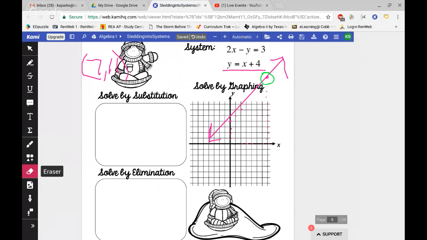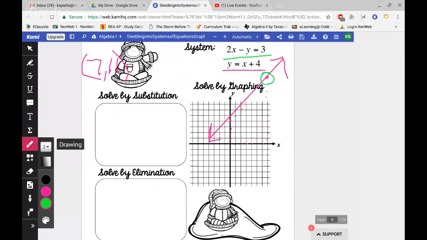Okay. Well, the one that I just graphed was y equals x plus 4. So let me put this one in slope intercept form, which is going to be negative y equals negative 2x plus 3. And then to get the negative y off, I'm going to have y equals 2x minus 3. So my y-intercept is negative 3 and my slope is 2.